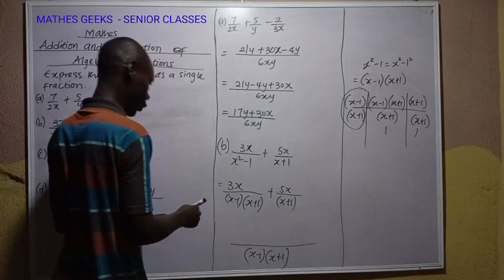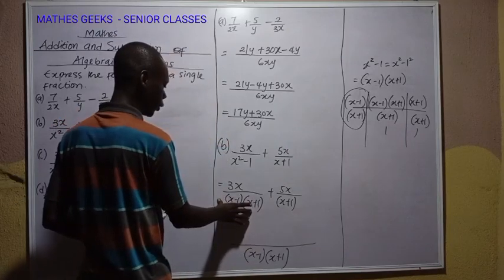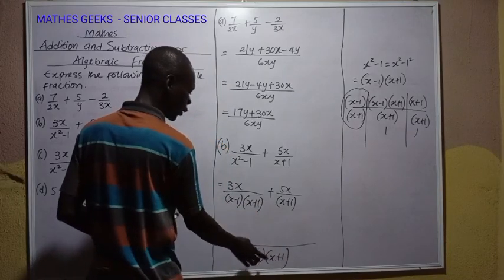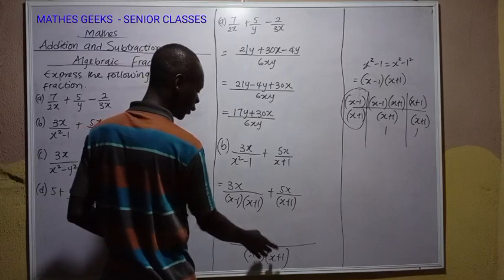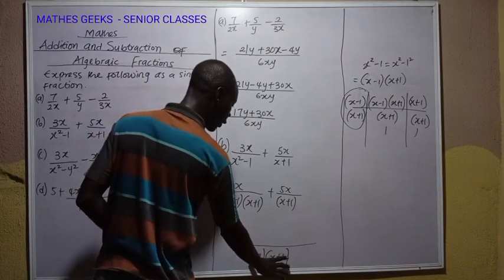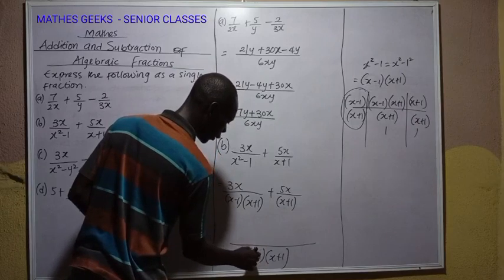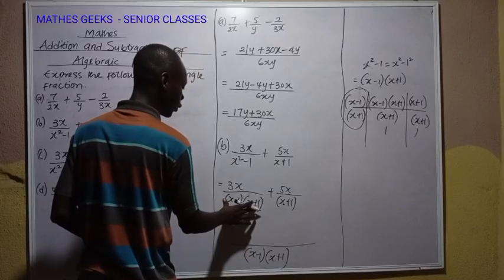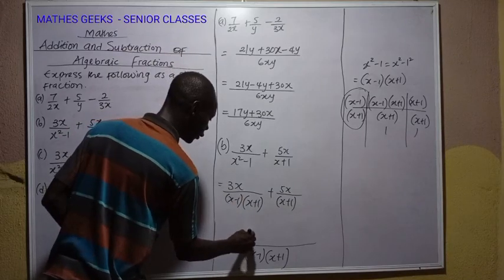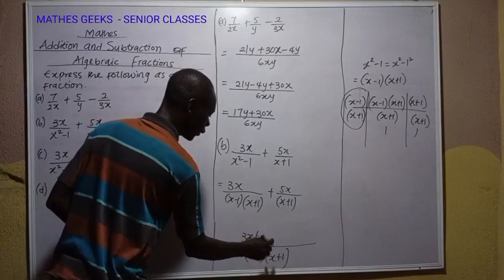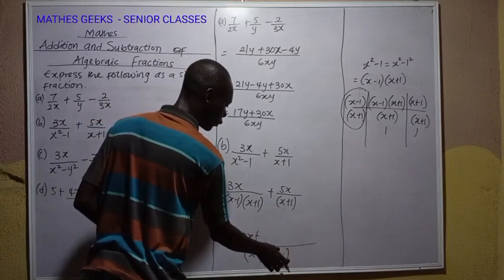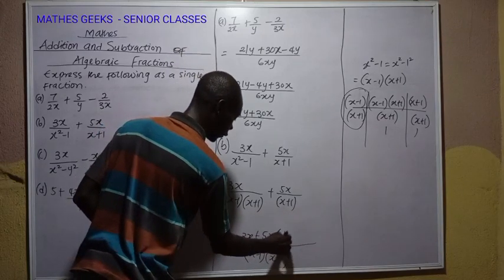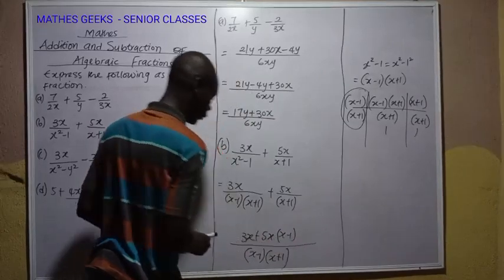So we're going to use our LCM to divide the denominator and then multiply the numerator by the answer. So x minus 1 x plus 1 divided by x minus 1 x plus 1 gives us 1, times 3x, so we get 3x. Plus, the LCM divides the denominator, this one will cancel, so this will become 5x times x minus 1.